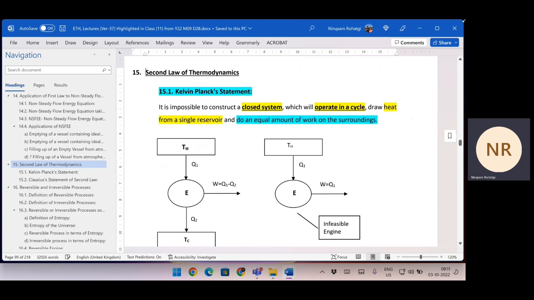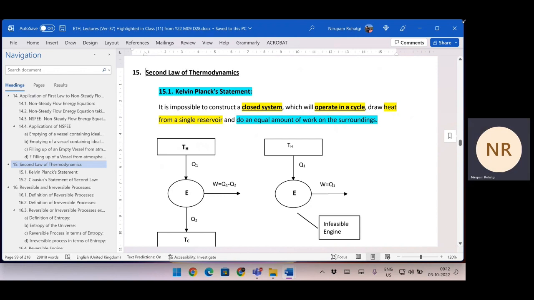Starting a new topic today, that is the second law of thermodynamics. Now, this one is slightly, you can say, more theoretical, and you would require more attention. Unlike the first law, which we are very familiar with, in case of the first law, there are not many variations. It's easy to grasp. But this second law of thermodynamics is slightly complicated, and you need to understand properly what it actually means.